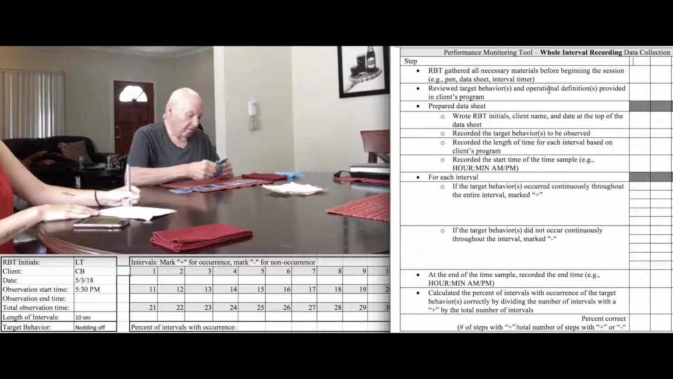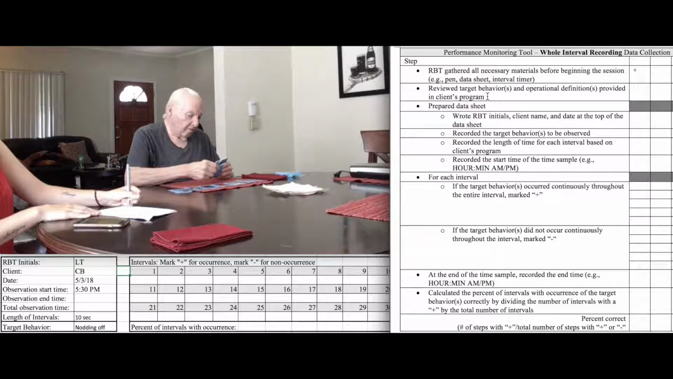We will now use the performance monitoring tool for whole interval recording. So the first step is, did the RBT gather all necessary materials before beginning the session? Here we can see that the RBT who is sitting on the left has her pen, datasheet, and an interval timer set up on her phone. So for this step, she gets a plus.